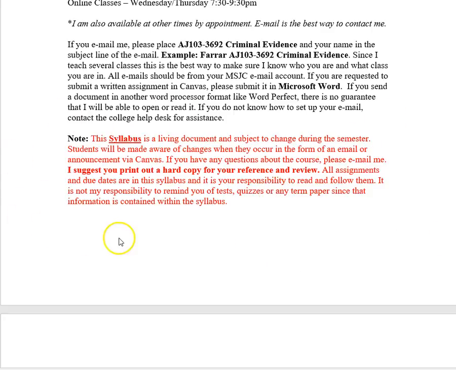So the area in red. Just a notation here that the syllabus is somewhat of a living document, meaning that it is subject to change sometimes during the semester. I typically don't do that, but there have been times where you never know, you may have to make a change. And of course, if I do make any type of change, I will make sure that you are notified what that change is and when it will take place, and I will do that via email or an announcement in Canvas.